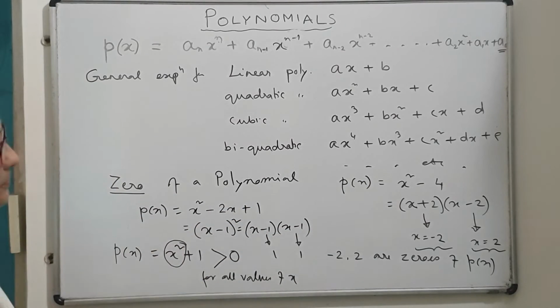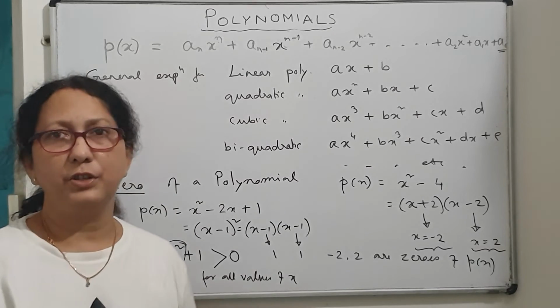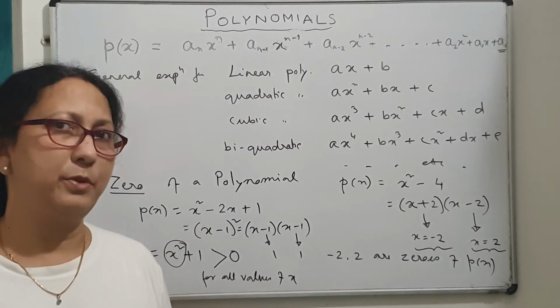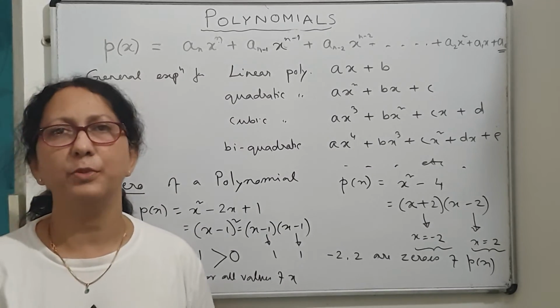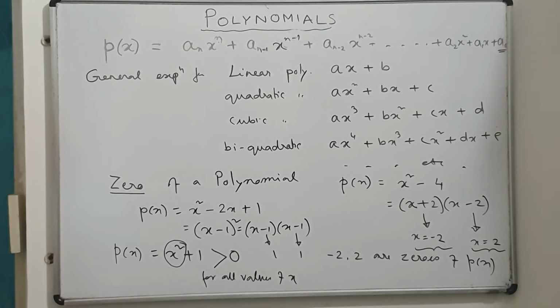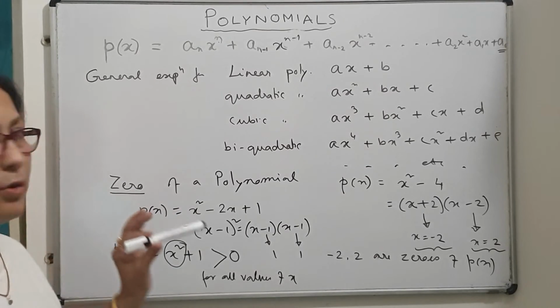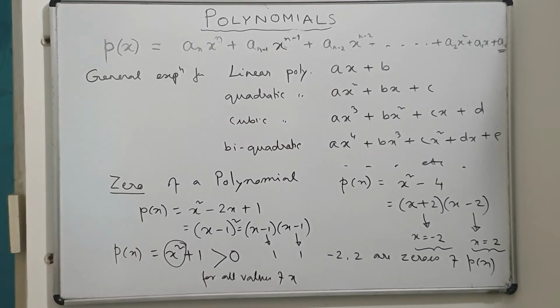So from that we can conclude that the maximum number of zeros a polynomial can have is equal to its degree. It cannot be more than that. So that one thing we know. Now let us see one more thing, how we can find the zeros from graphs.